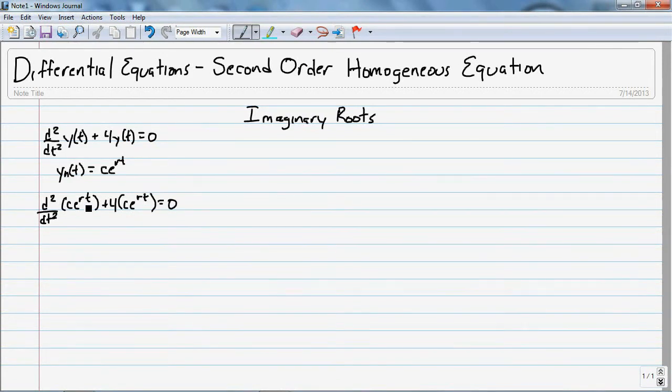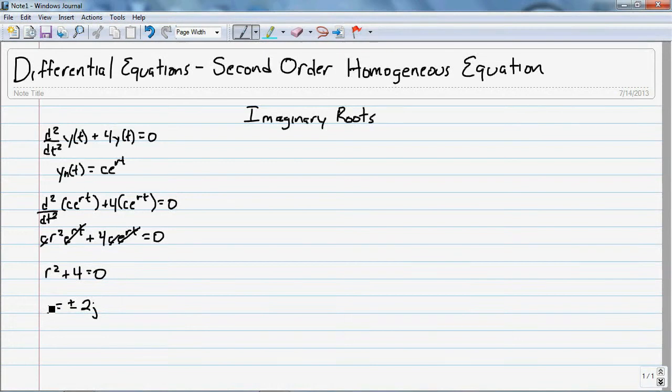Our second derivative of our C e to the rt is going to be C r squared e to the rt plus 4C e to the rt to complete our equation equals 0. The C's will cancel out, the e to the rt will cancel out, and we get r squared plus 4 equals 0. So our roots are r equals plus or minus 2j.